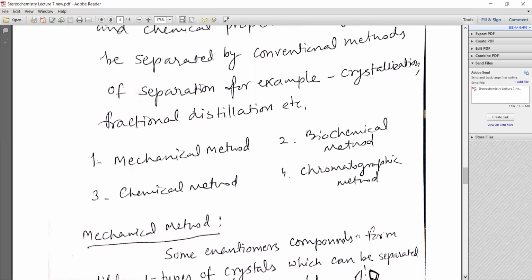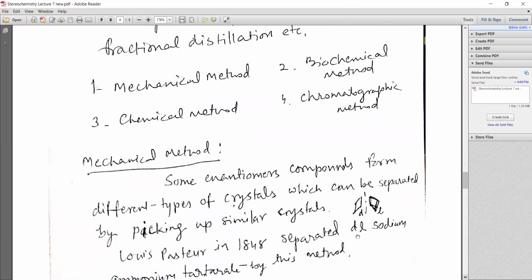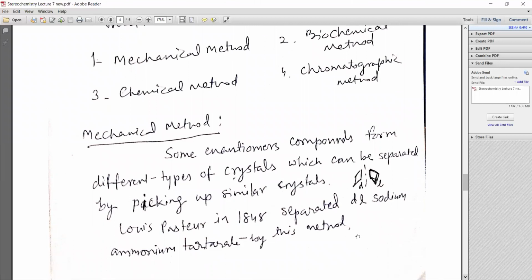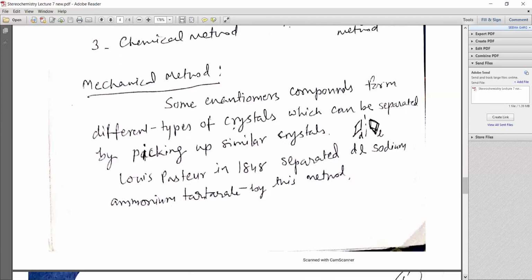Mechanical method. Some enantiomeric compounds form different types of crystals, which can be separated by picking up similar crystals on one side and the others on the other side. For example, Louis Pasteur in 1848 separated sodium ammonium tartrate by this mechanical method. He separated the dextrorotatory crystals on one side and the levorotatory crystals on the other side. So this technique is known as the mechanical method.